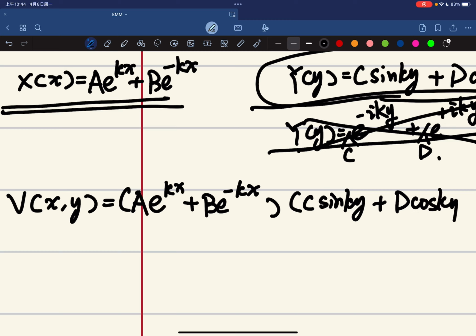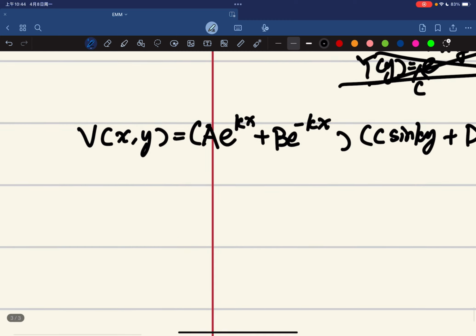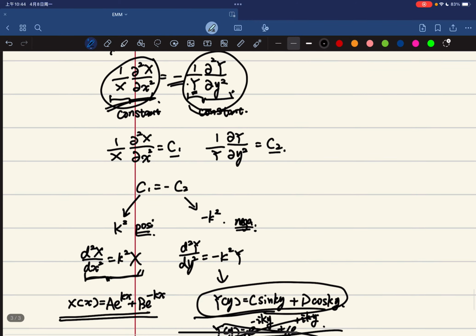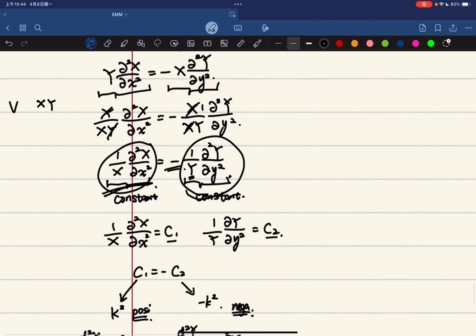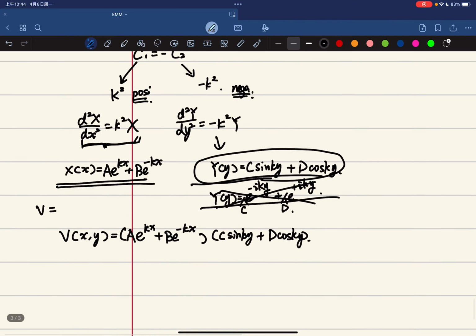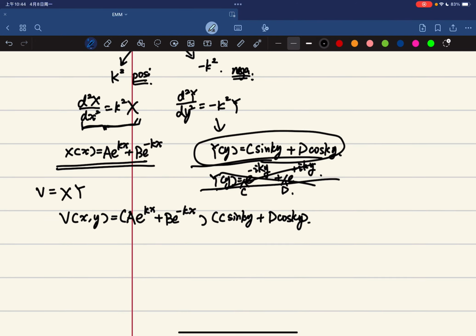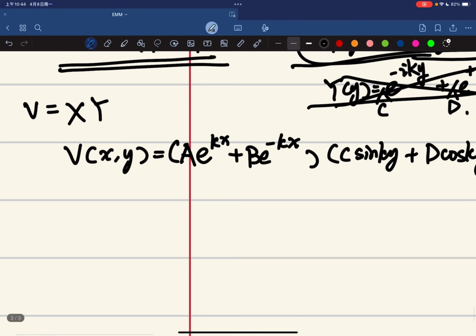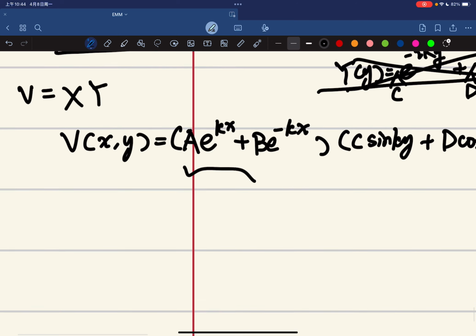So why can I write this? Because I stated previously v is equal to xy, right? V is equal to xy. So I'm just plugging in what I have for x and y.